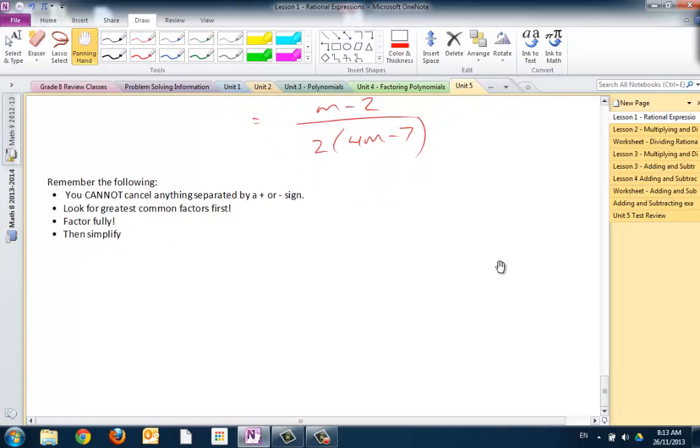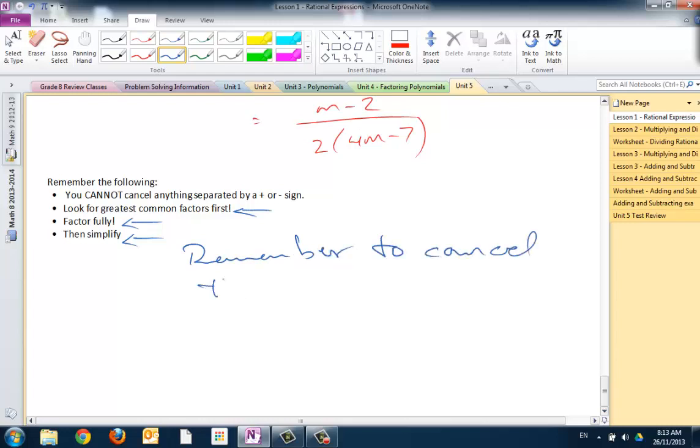All right, now let's just remember a couple of things here. You cannot cancel anything separated by a plus or minus sign. Always going to recommend that you look for greatest common factors first, see if there's anything you can factor out. Make sure that you factor fully, and once you've factored fully, then you can simplify, but remember to cancel out the whole piece, or the whole polynomial. Right? Can't cancel anything separated by a plus or a minus.